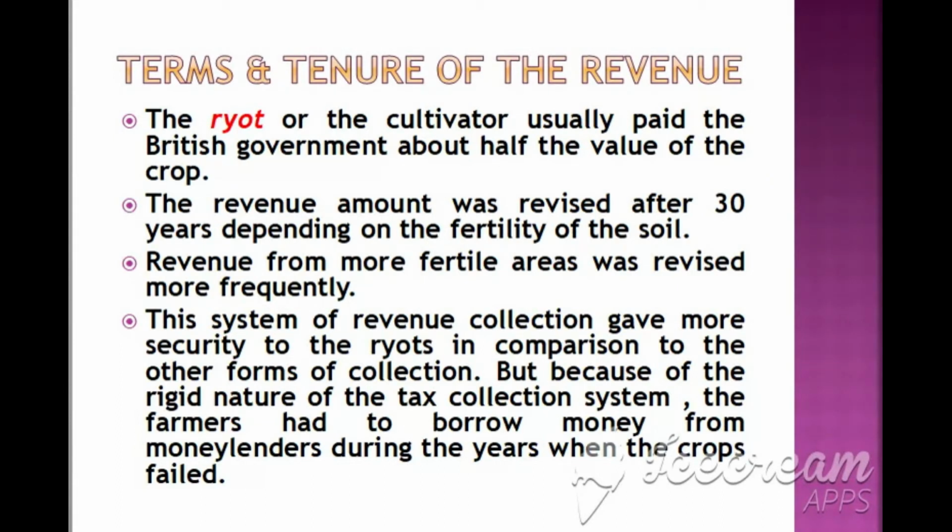This system of revenue collection gave more security to the ryots in comparison to the other forms of collection. But because of the rigid nature of the tax collection system, the farmers had to borrow money from moneylenders during the years when the crops failed.